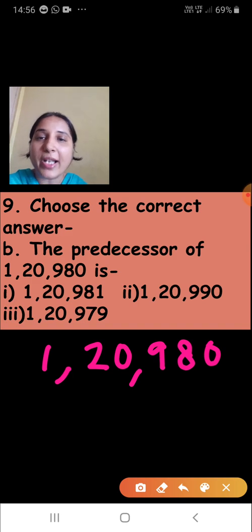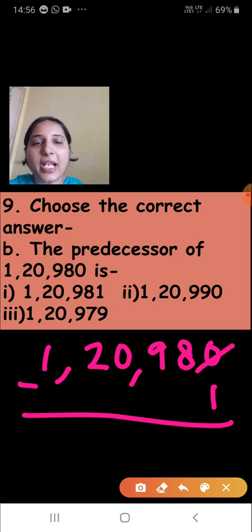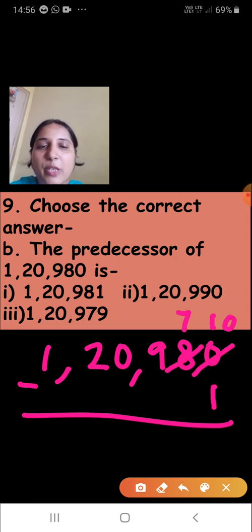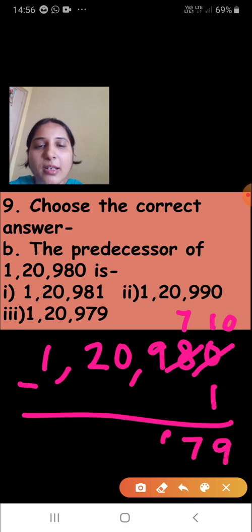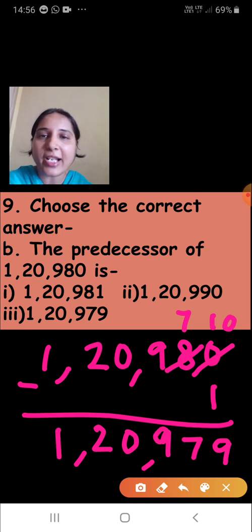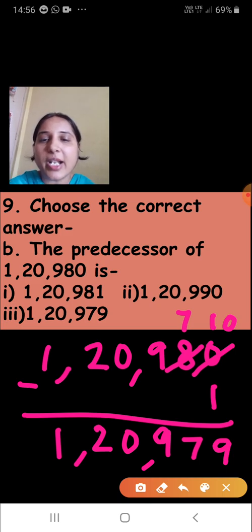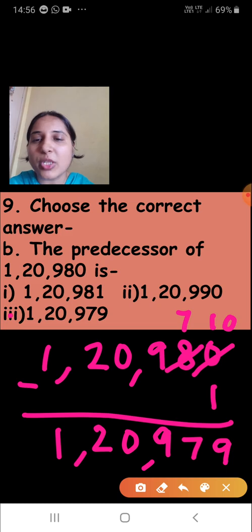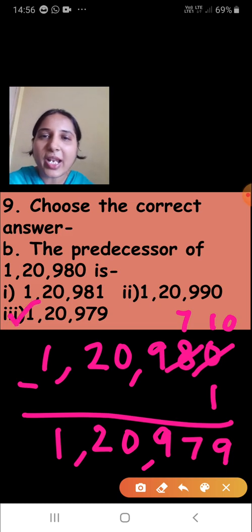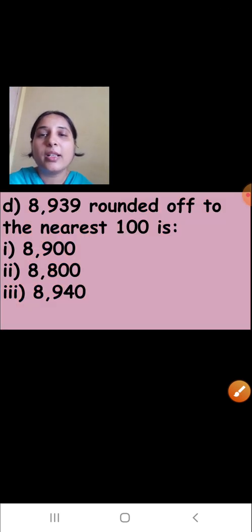So let's subtract and find out which answer is correct. 1,20,980. To find the predecessor, we will subtract 1 from it. So 0 minus 1, where we have to borrow, then it would be 10 here, and 8 becomes 7. 10 minus 1, 9, 7, 9, then 0, 2 and then 1. So which is the correct answer? Can you find the right option there? Yes, 1,20,979. So option number 3 is correct. Okay, good. Now let's move to the next one.